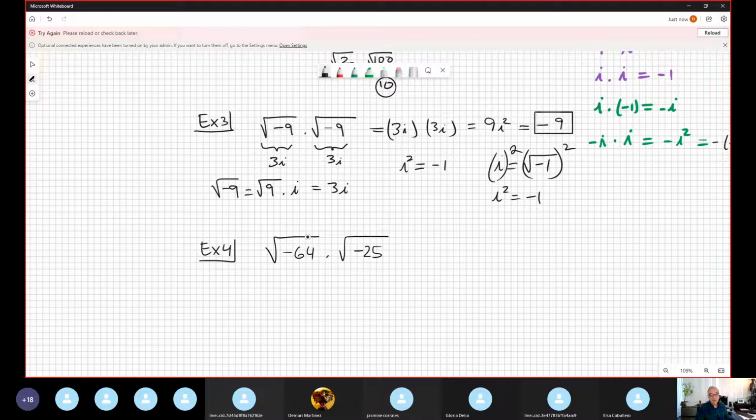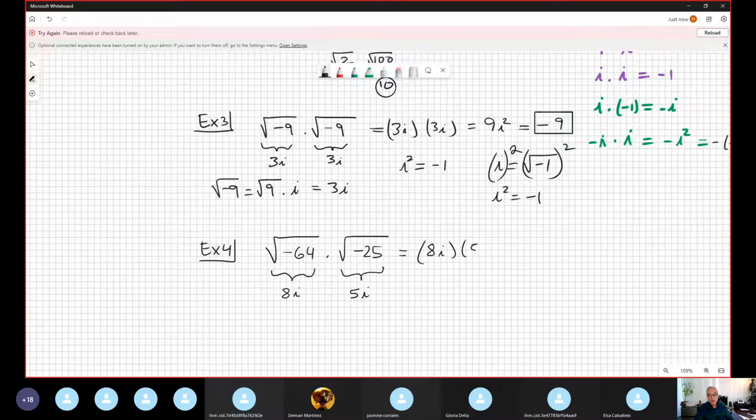Immediately you see that there are negative numbers inside the square root, so it is an imaginary solution. It's super easy. You compute it one by one separately, never joined. Joining is a mistake, because negative times negative is positive, and you lose the information of the imaginary number. The square root of 64 is 8, and i represents the imaginary number. Likewise, this is 5i.